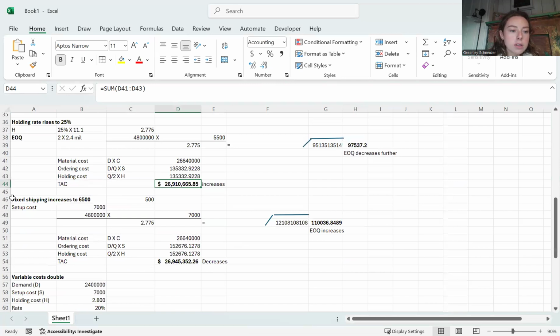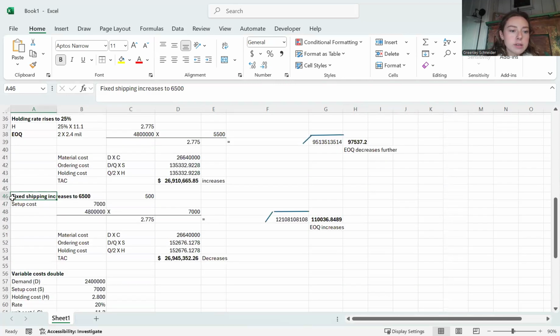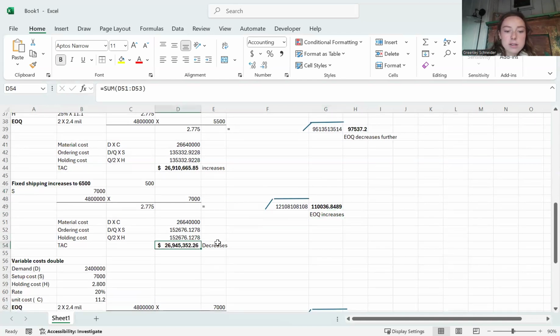So now moving on to our third prompt, which is our fixed shipping cost is going to increase to $6,500, which is ultimately going to affect our variable S, our setup cost. So I added $500 to $6,500 because $500 is our clerical cost, and that is going to happen every time we set up. And now we are affecting the numerator instead of the denominator, and our EOQ is actually going to increase. It has a total opposite effect of what's happening here. And our total annual cost is actually going to decrease.